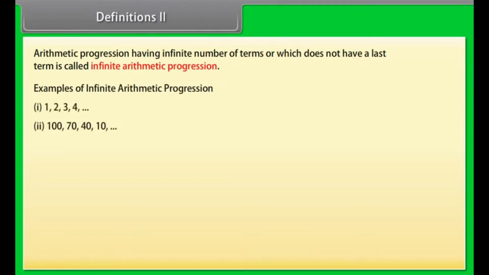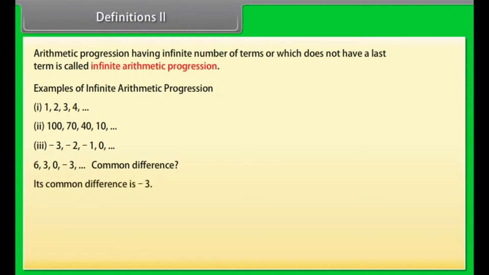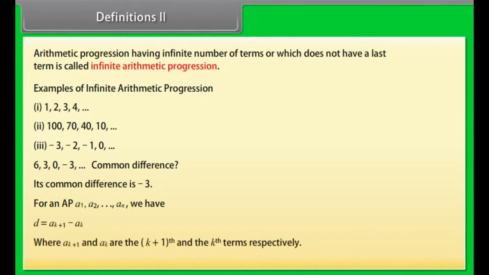Look at this sequence now. Can you tell its common difference? Yes, you're right. Its common difference is -3. In general, for an AP, A1, A2, and so on till Am, we have D as A(k+1) minus Ak, where A(k+1) and Ak are the (k+1)th and the kth terms respectively.